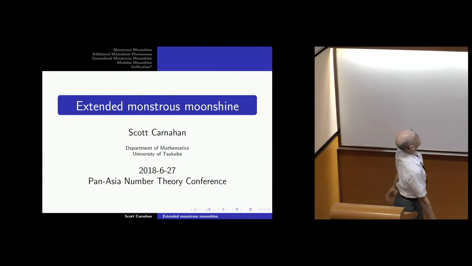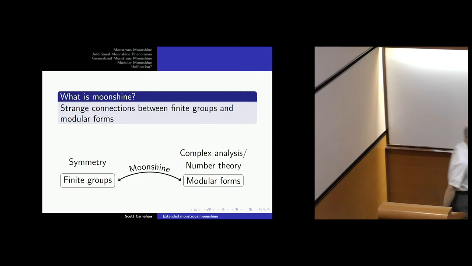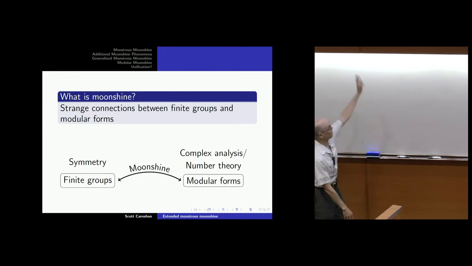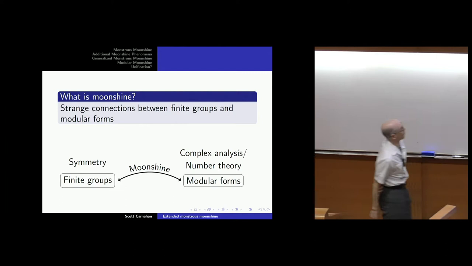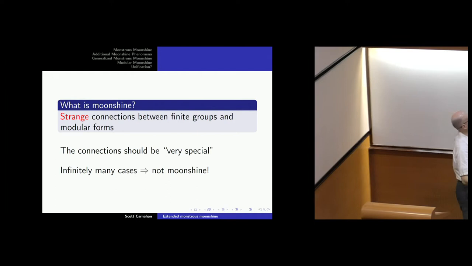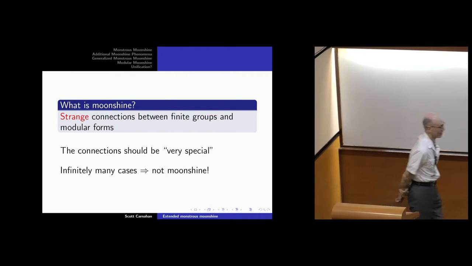So first of all, the word moonshine, in mathematics, it means strange connections between finite groups and modular forms. Moonshine should form some kind of a bridge between these two worlds of symmetry and number theory. And emphasis should be on strange. So these connections should not be a sort of general theory. They should be some sort of exceptional things. If you have infinitely many cases of some phenomenon, then you probably shouldn't call it moonshine. You should just call it a general theory.